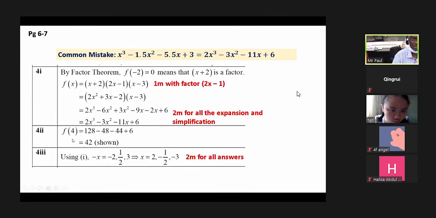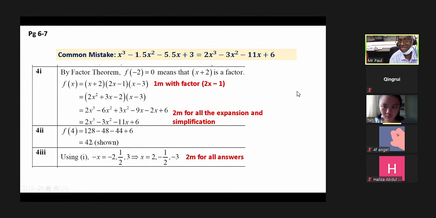Okay, this one? Part 2 or 3? Part 2. Part 2, this is your f(x), right? You want to show what is a factor? x minus 4. If x minus 4, as you learned last year, you equate to 0, x is 4. You just substitute x equals 4 into this polynomial.